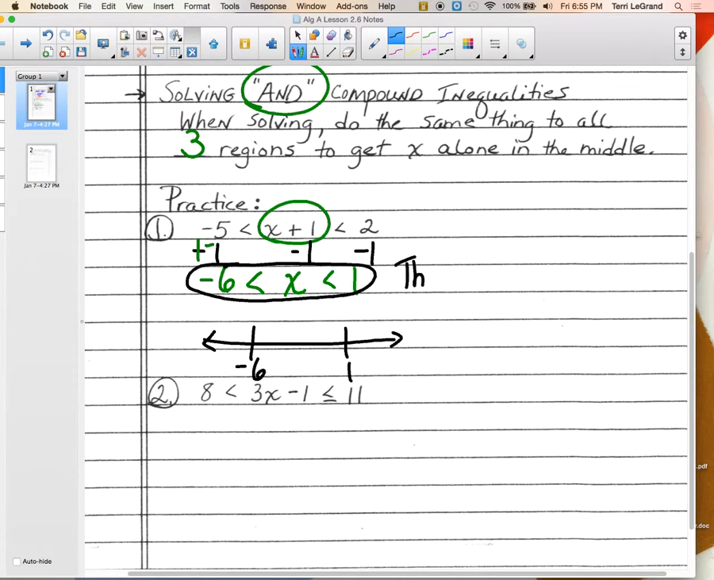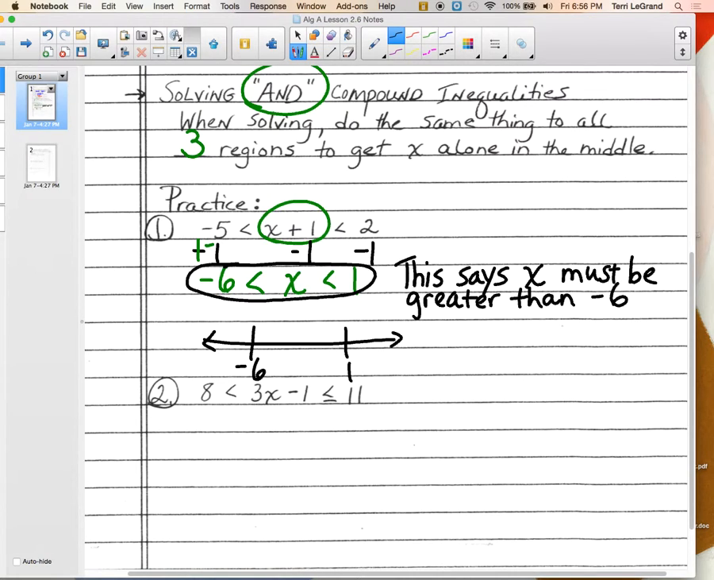Let's write down what this really says. We're going to read it from the inside out: x must be greater than -6. Did you get caught up there getting that written down? This says x must be greater than -6.